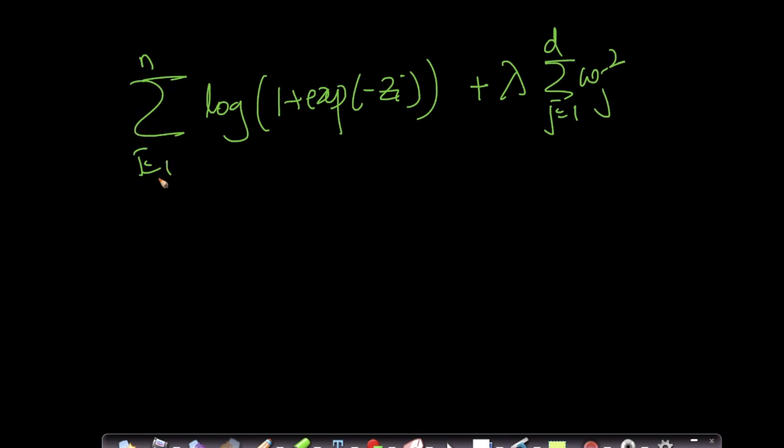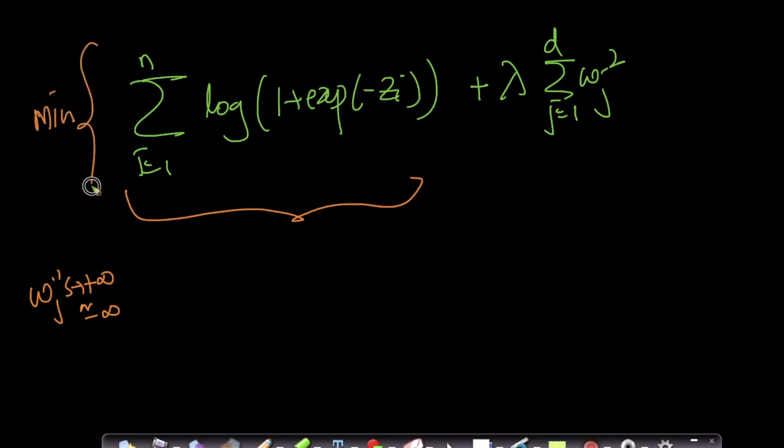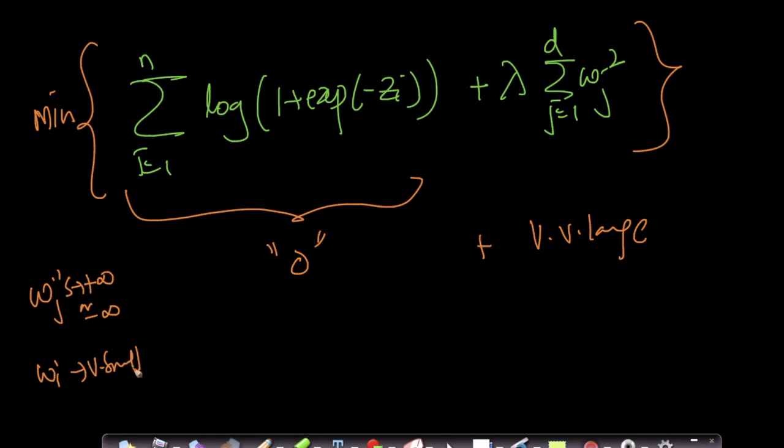Look at it: when Wj's become plus infinity or minus infinity, this will become very small. You're trying to minimize the sum of these two. When this becomes 0, this will become very, very large, which will not be allowed. First of all, we are getting rid of this problem, because if you do not have this term, nothing is controlling it. This is like a tug of war that's happening.